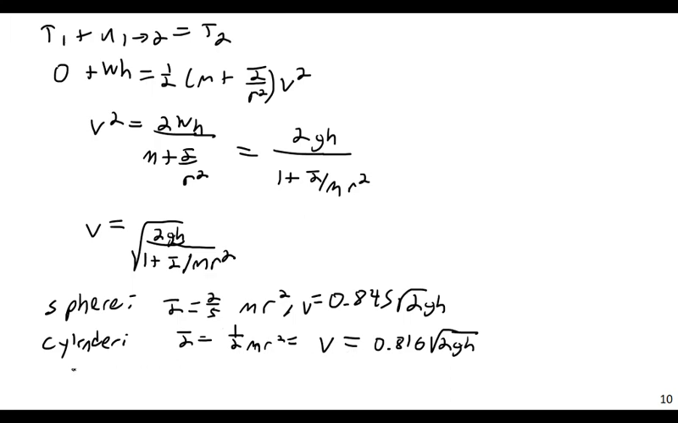And then for the hoop, I equals mr squared for the moment of inertia, and then v equals 0.707 square root of 2gh. So this one is 0.707, this is 0.816, this is 0.845. So the highest case will actually be the sphere and the lowest the hoop.